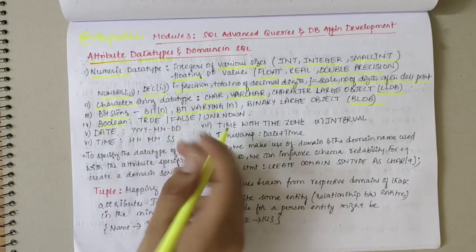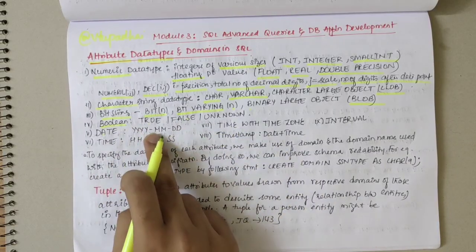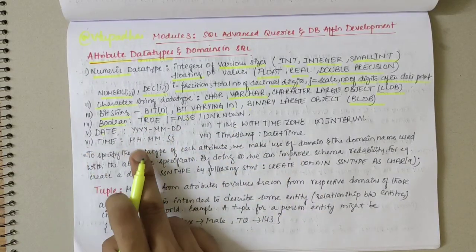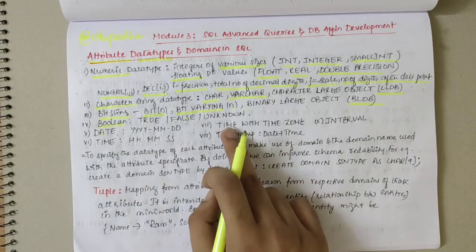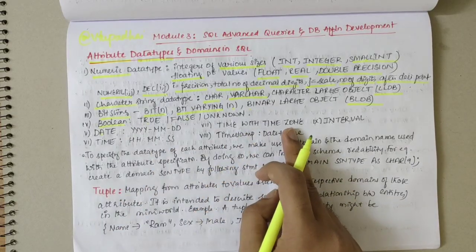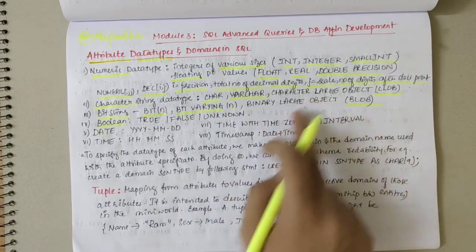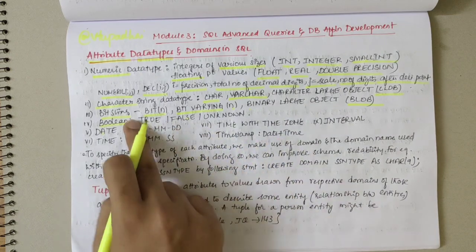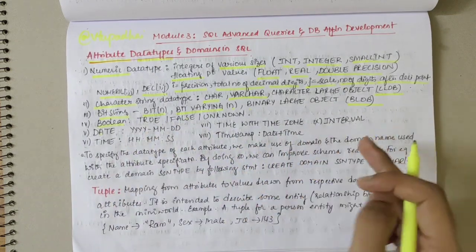Then for date, we have the date of this format, year first, then month, and then date. For time also, hours, minutes, and seconds. Then we have time with time zone, so that the time along with time zone would also be specified here. Then we have timestamp, in which date and time both are written together. Then we have interval here.